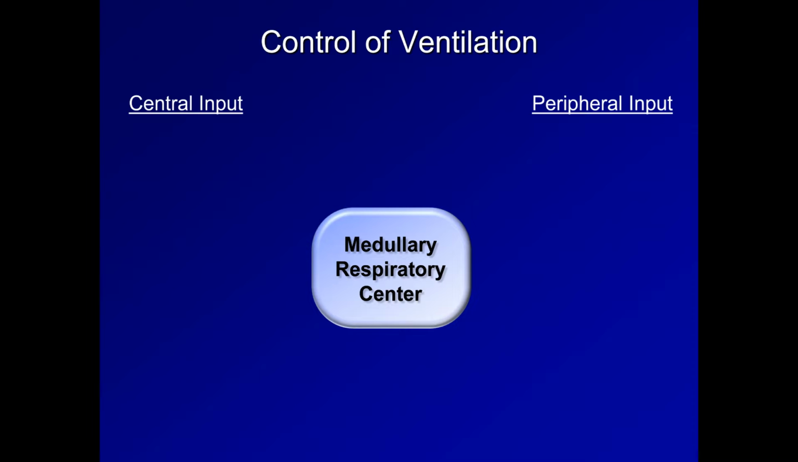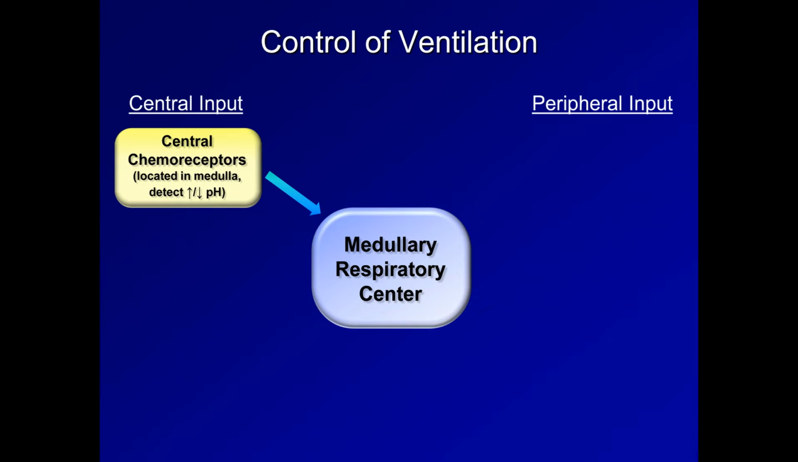The most important of these central respiratory inputs are the central chemoreceptors, located in a variety of locations but most prominent on the ventral surface of the medulla. These chemoreceptors detect changes in pH and stimulate either an increase or decrease in ventilation in order to drive pH back to normal.